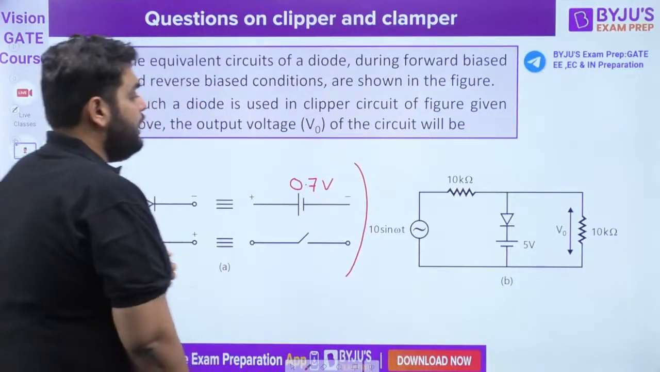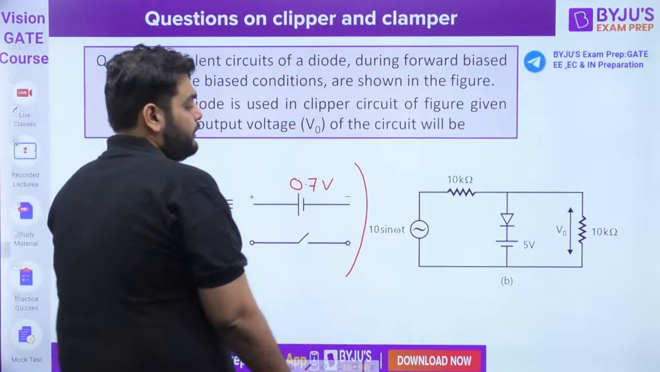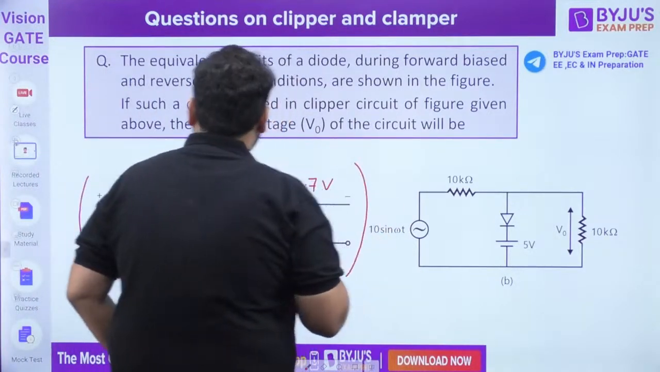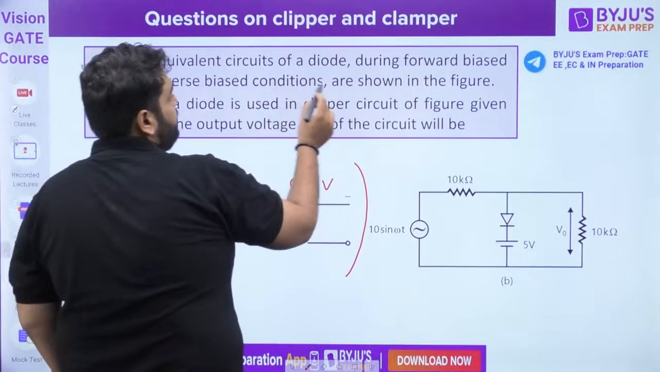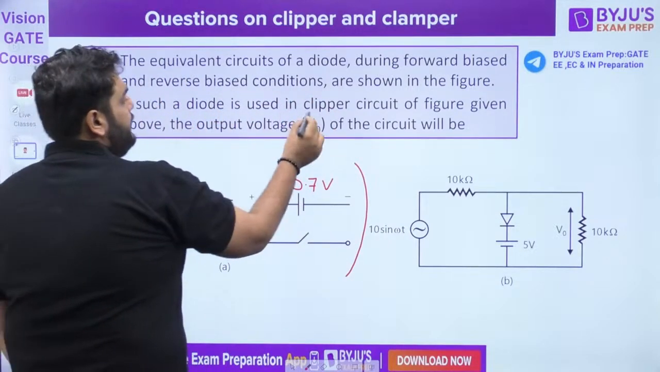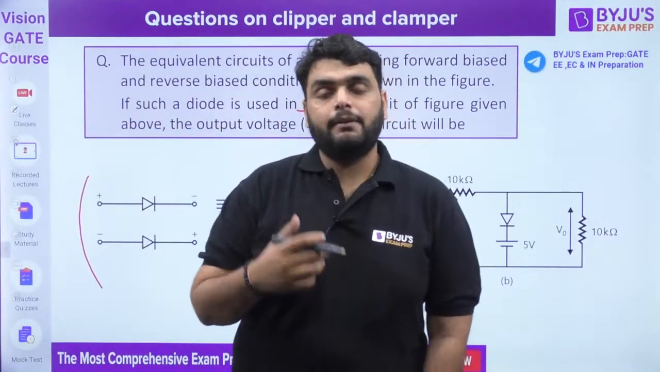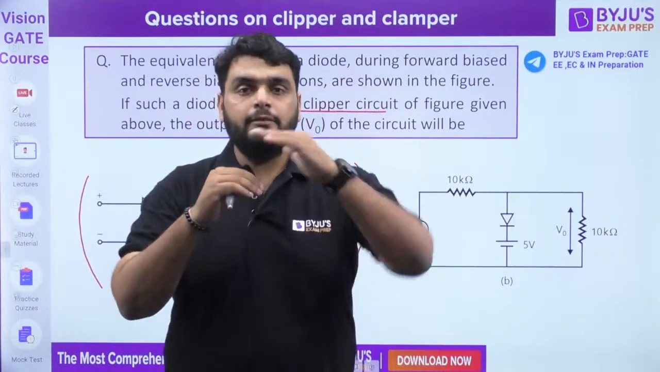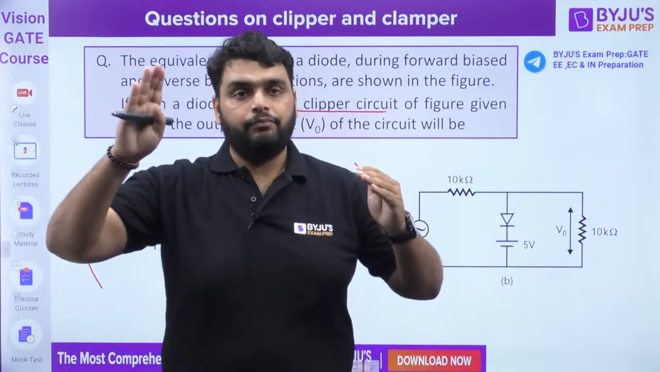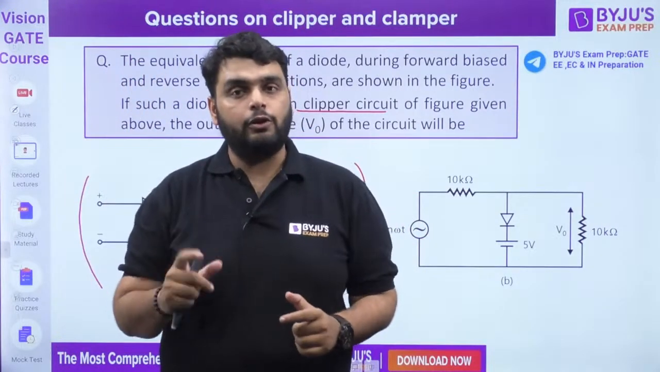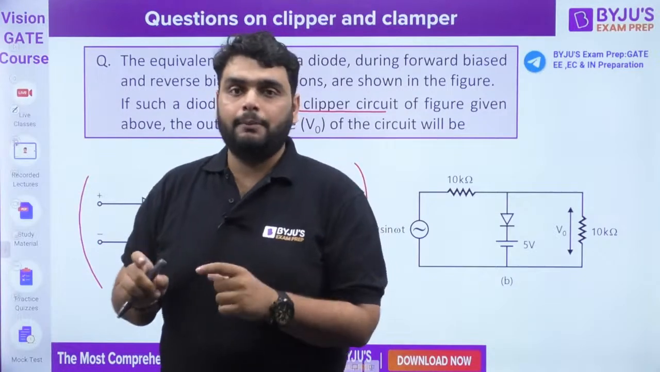Okay. Now the next point, you can see in the question it is mentioned that we have a clipper circuit. Now what is the meaning of a clipper circuit? A clipper circuit means some part of the input waveform is going to be clipped. That is the meaning of a clipper circuit.